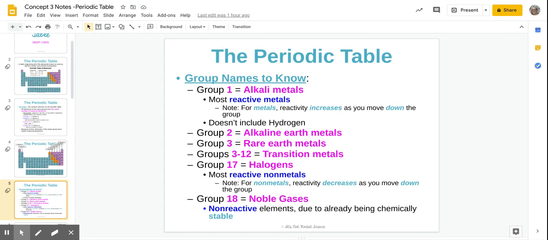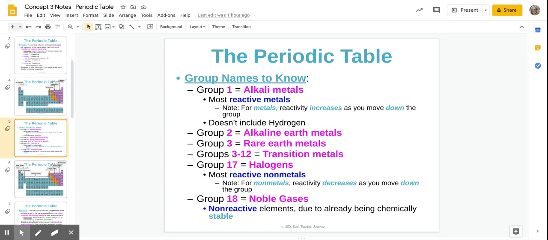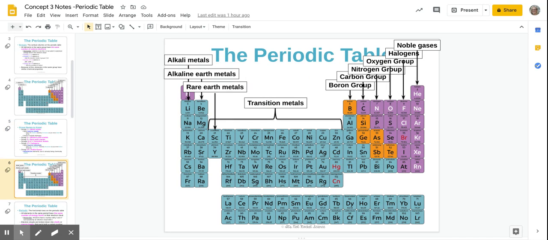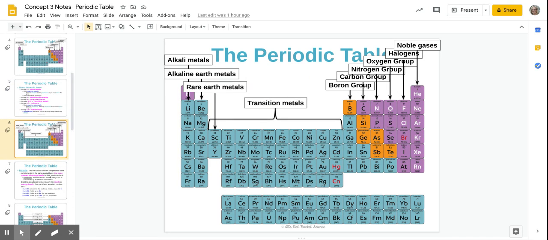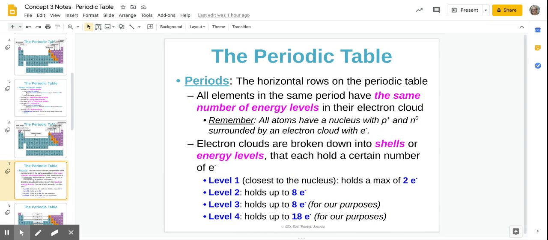Group 17, halogens, you need to know that. These are your most reactive nonmetals. They will like to react with group 1 and form compounds. That's how we get salt, sodium and chloride. And then group 18, your noble gases, are the most non-reactive. They are very stable. So those are the main ones you need to know: group 1, 2, 17 or 7A, and 18 or 8A. You need to be able to recognize their names. And here it is just labeled. I'll post the PowerPoint separate from the video so you can use it to reference.